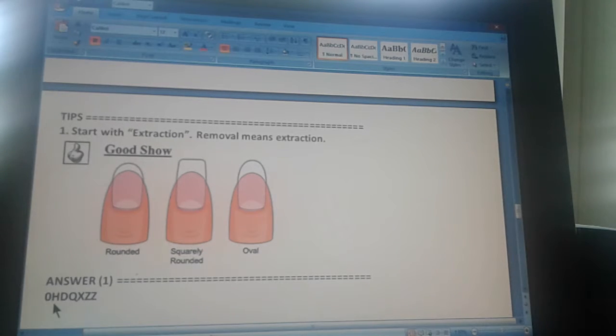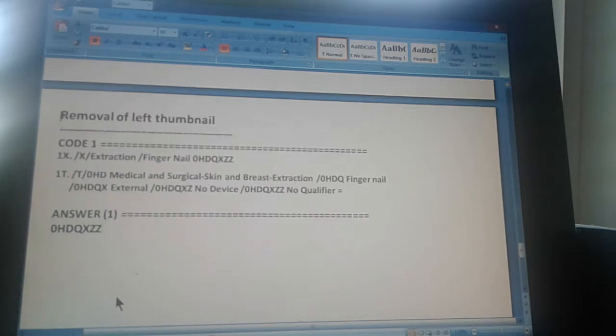The answer is 0HDQXZZ, but now we're going to count to 3, so you can pause the video and give us the path to the answer. So 1, 2, 3. Okay, this is the whole summary of the problem. The procedure is a removal of left thumbnail. There's only one code, and the code is found through the index like this. First you go to the index. Then you go to extraction. Remember, we told you removal is extraction.